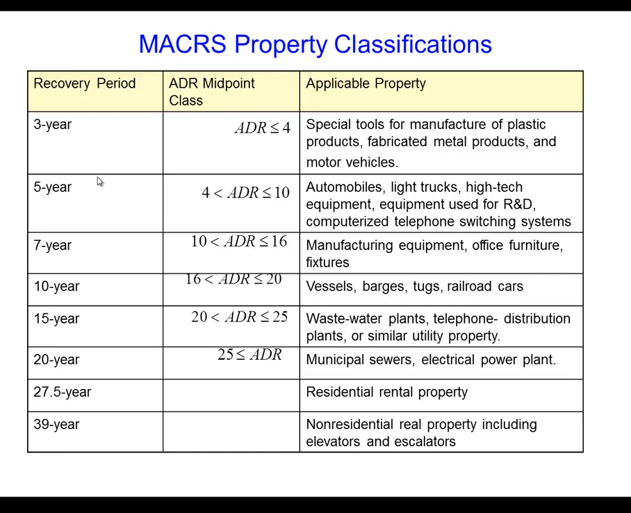As shown in this table, there are 8 categories of assets: 3 years, 5 years, 7 years, 10 years, 15, 20, 27 and a half, and 39 years. For example, investments in some short-lived assets are depreciated over 3 years by 200% double declining balance, and then switching to the straight line depreciation, and so on.